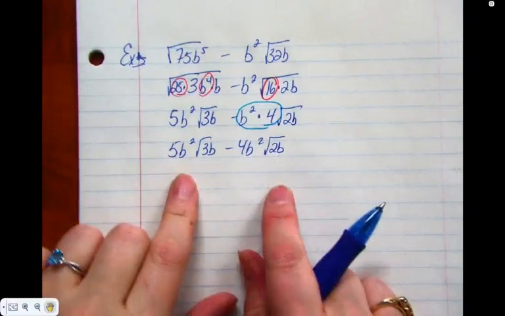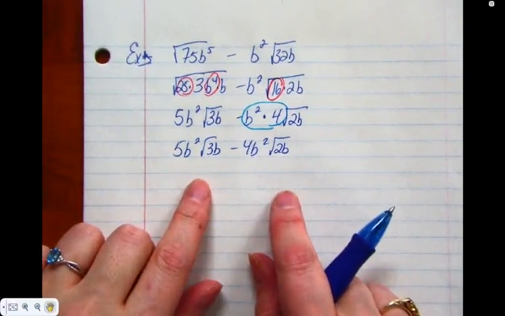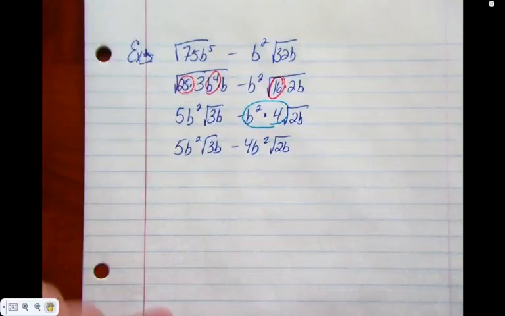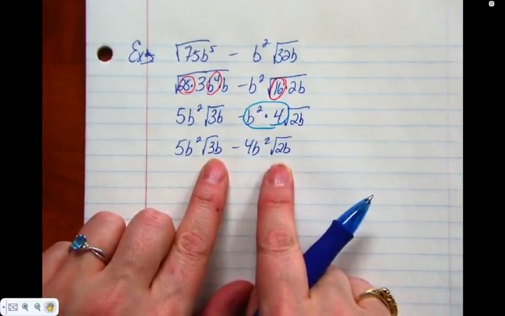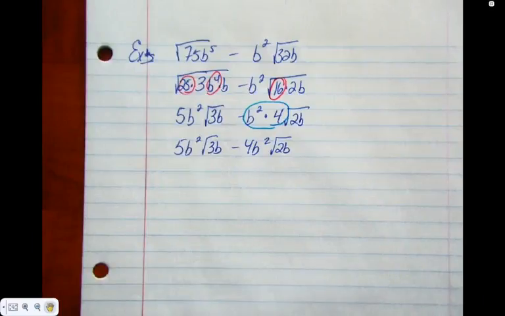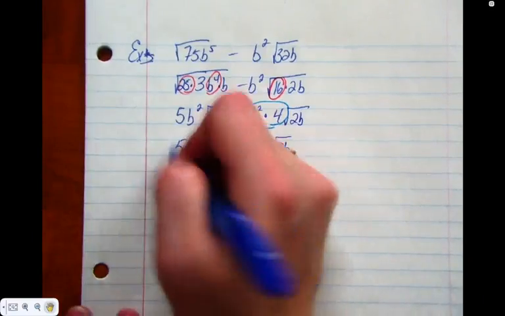Okay, so how do we know when we can combine radicals or not? They have to have the same radicand. So you're always checking the radicand. Can we add these? No. So there's our answer. We're done. That's as simple as it can get. So there's the final answer.